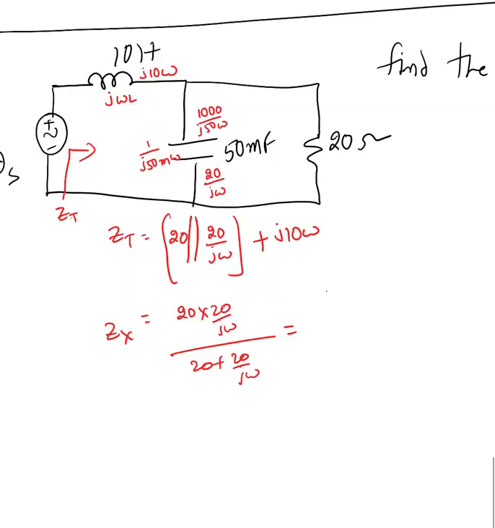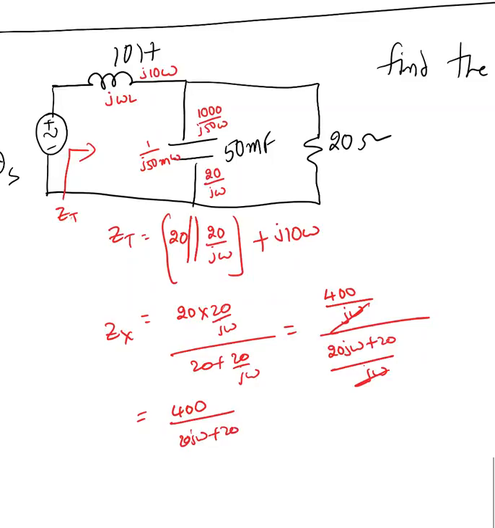so here it's going to be 400 over J omega divided by 20 J omega plus 20 divided by J omega. J omega cancel, so it's going to be 400 divided by 20 J omega plus 20. So if I rewrite it, if I take out the 20 in the numerator, 20 over 1 plus J omega.